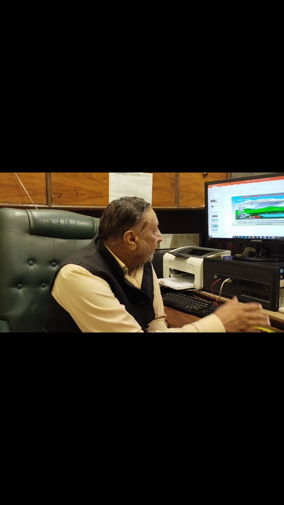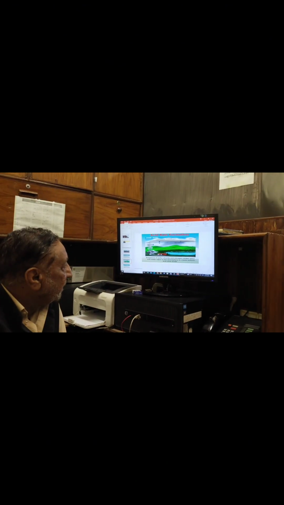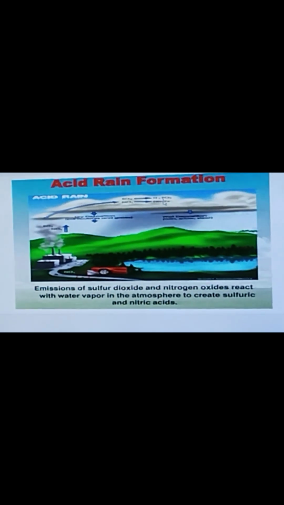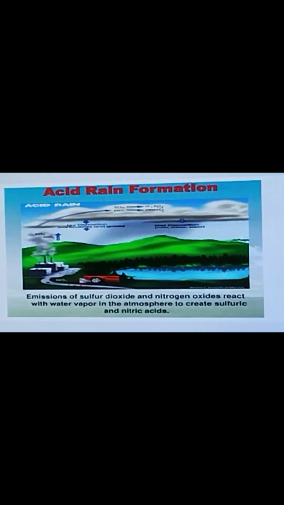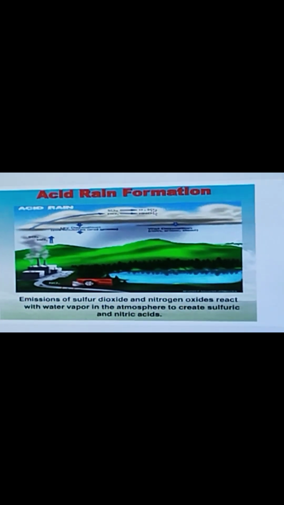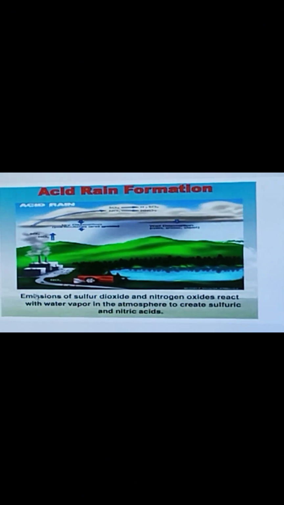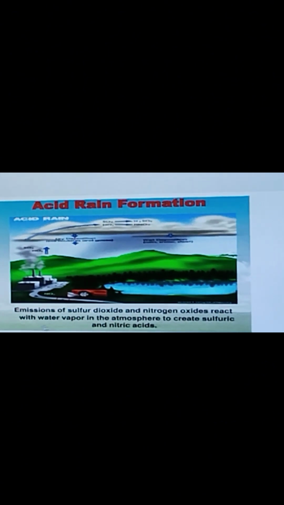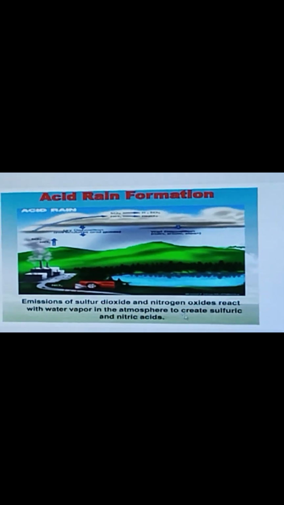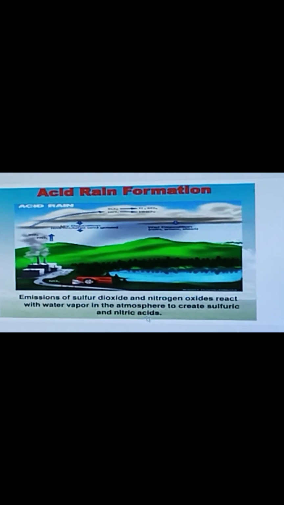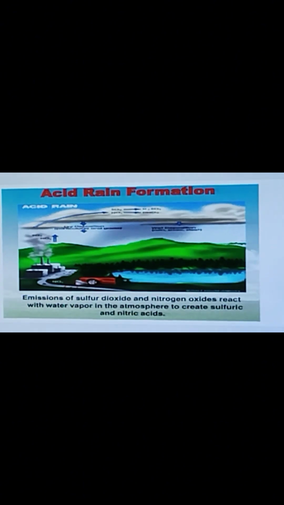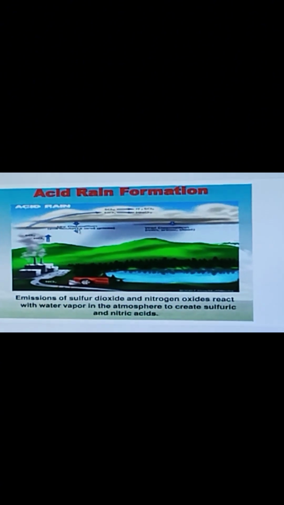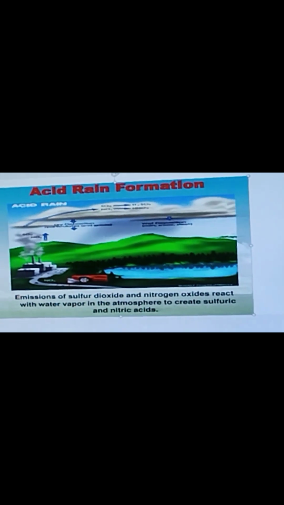Let us see this phenomena, and you can see how sulfur dioxide and nitric oxide mix with water and are converted into sulfuric acid and nitric acid. Ultimately, emissions of sulfur dioxide and nitrogen oxide react with water vapor in the atmosphere to create sulfuric acid and nitric acid. So that is the phenomenon. You can see how this goes up and then comes down.